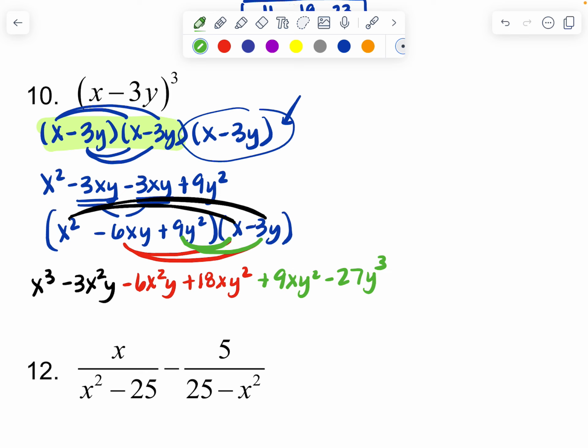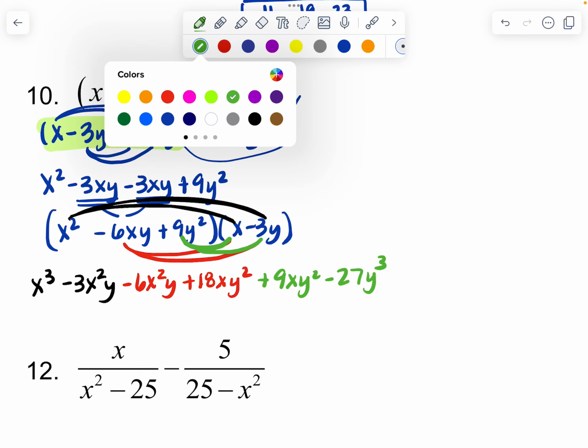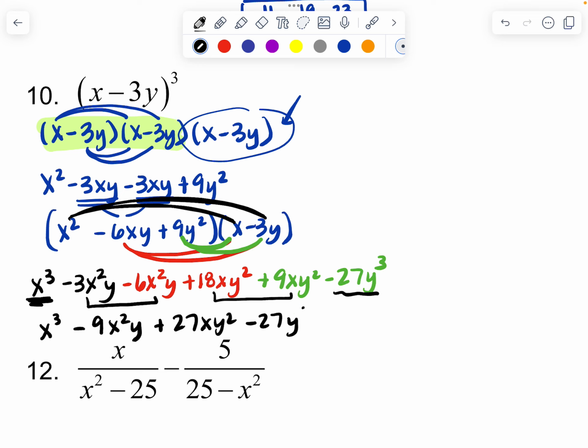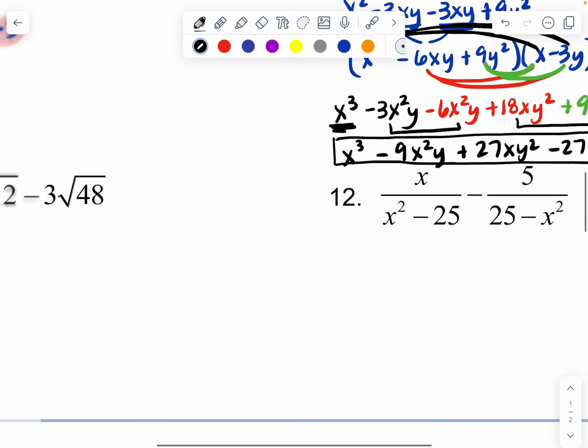Okay, combine like terms. Here we go. So there is not another x cubed anywhere, so it's just going to be x cubed. Then negative 3x squared y combines with negative 6x squared y, giving us a negative 9x squared y. And then 18xy squared plus 9xy squared combines to make a 27xy squared. And then this is like another little loner at the end, so it's negative 27y cubed. Alrighty, that was really fun. Okay, number 11, we're almost there.